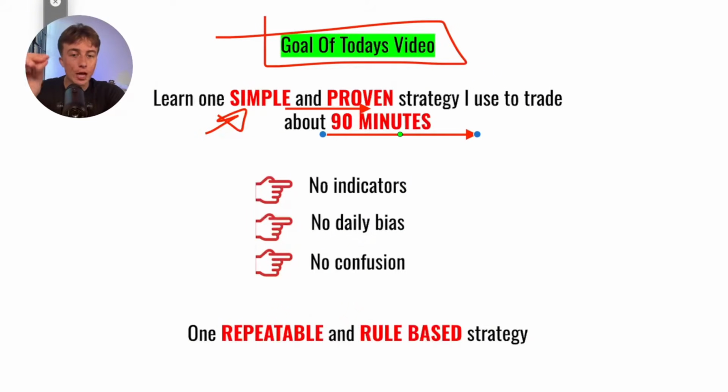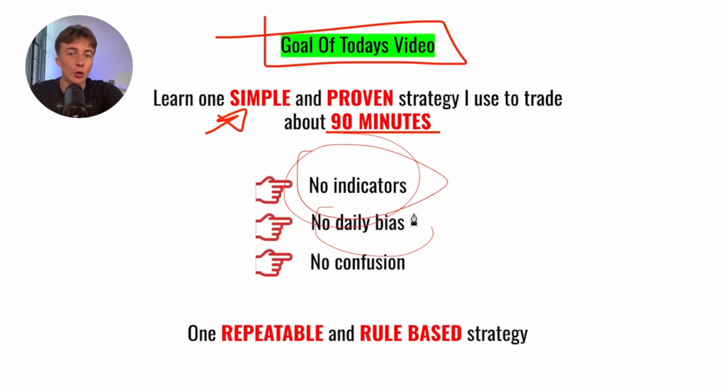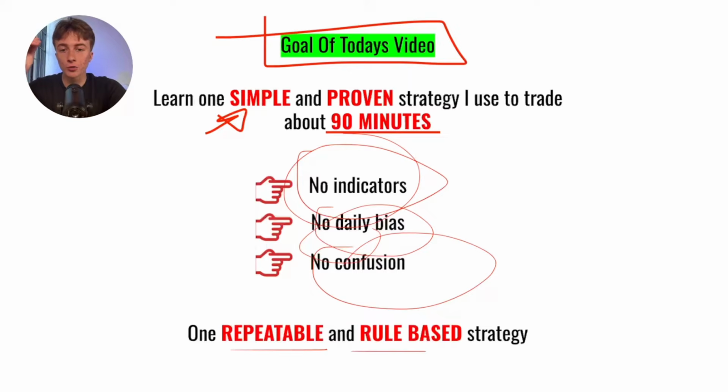Now it's a 3-candle strategy, but we're going to be using the 30-minute time frame, so it's going to take about 90 minutes for this trade to play out. But the good thing is that it doesn't require any indicators, no daily bias, and no confusion because it's simple, repeatable, and rules based. So if you do get the rules for the strategy, you can execute on it. And if you don't get the rules, you're waiting for the opportunity when you do.